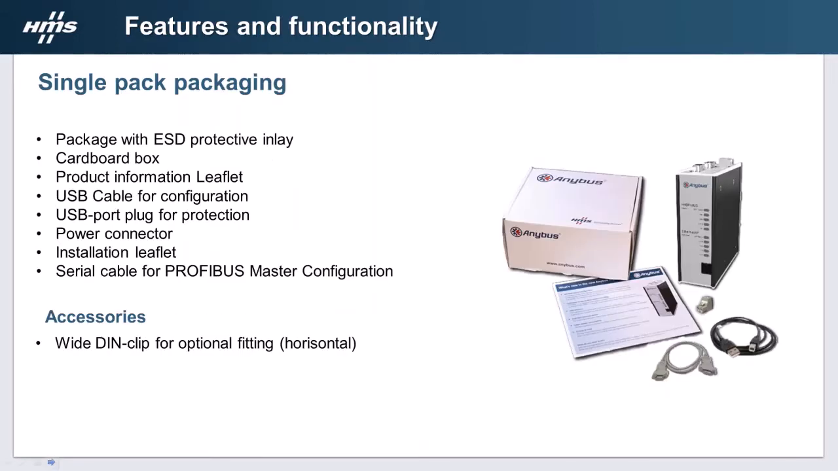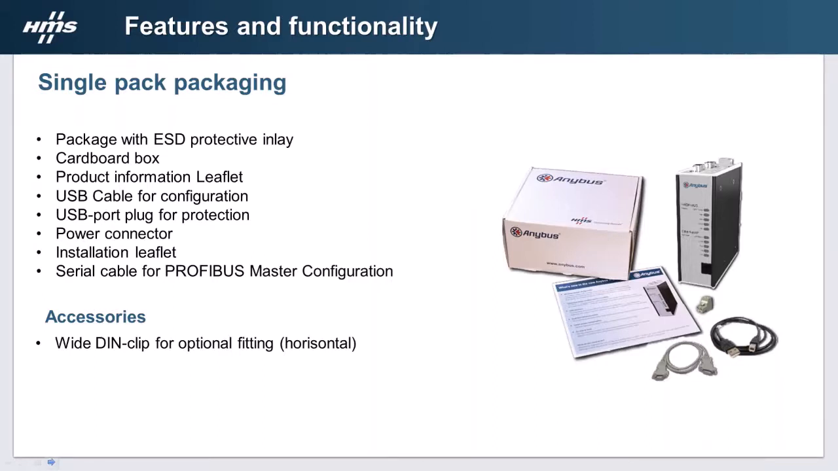What do you get in the box? Well, you get a very spangly, shiny Anybus box. I like our packaging. I think it's pretty good. It protects the product really well. You get a USB cable. You get the USB plug, power connector, installation leaflet, and as it says, a serial cable for the PROFIBUS master configuration. You get whatever's appropriate to the protocol, essentially.